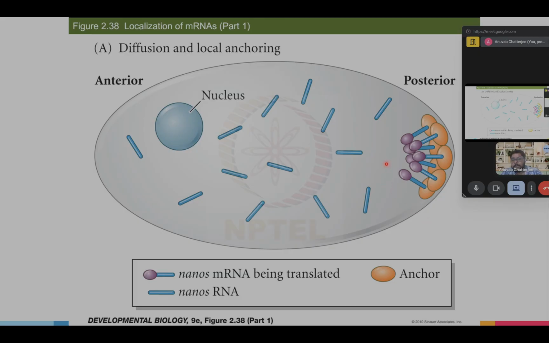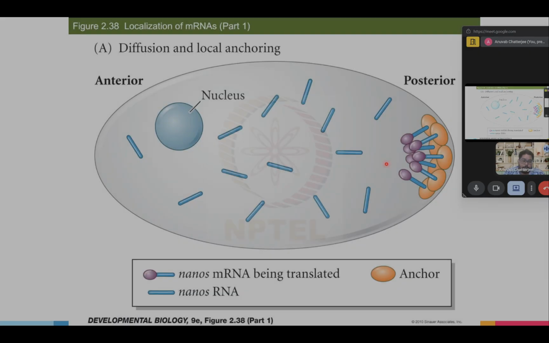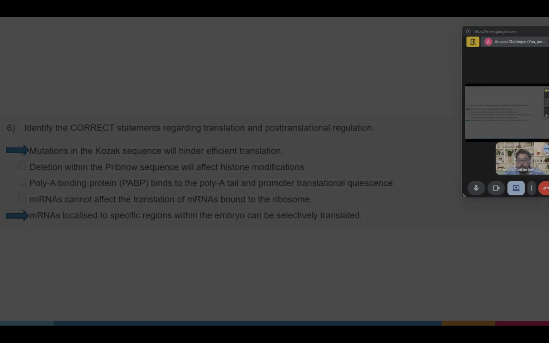There is localization of the nanos mRNA to the posterior region, which determines that this will be the posterior, and nanos after that takes over and starts transcribing different genes which determine the posterior part of the oocyte. Okay, not posterior part of the oocyte, rather posterior part of the embryo.